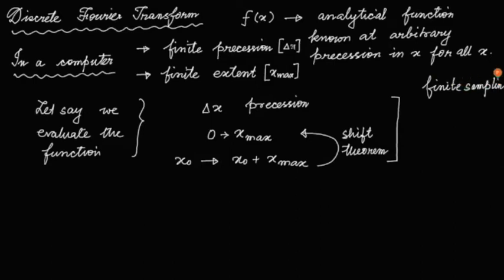So what do I mean by sampling? I mean that x is not known at all points. It's only known at points at an interval of x max by some n, and that is what is delta x.